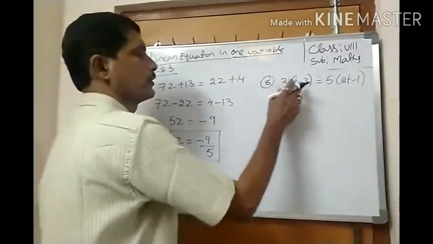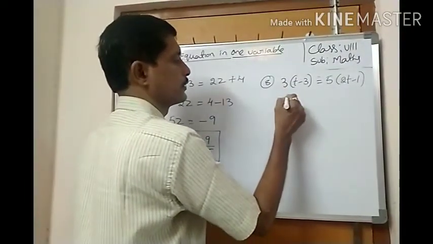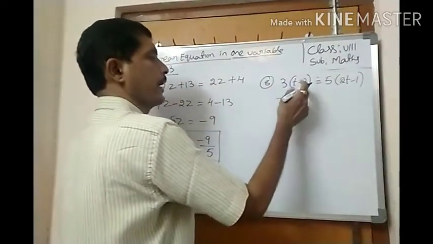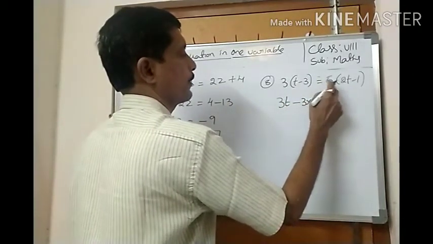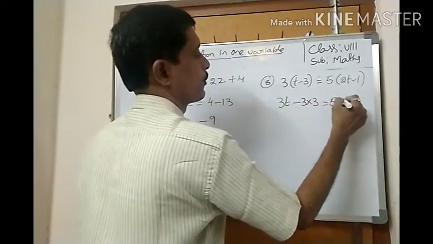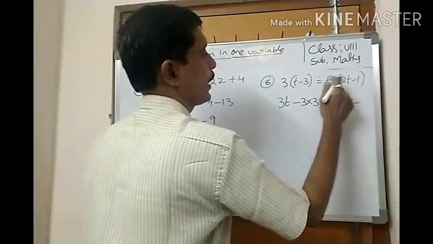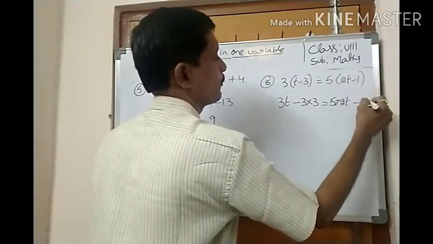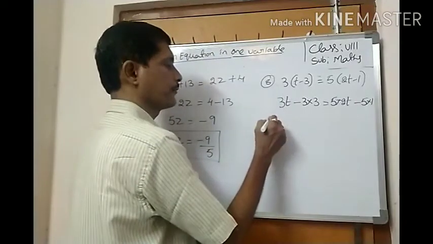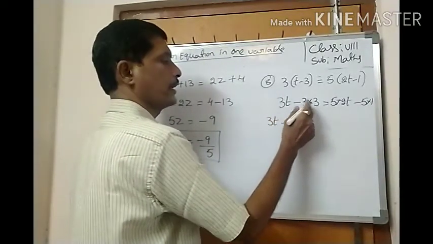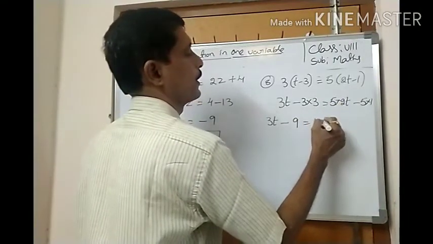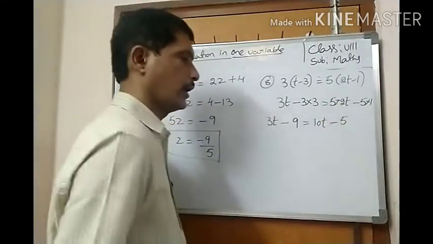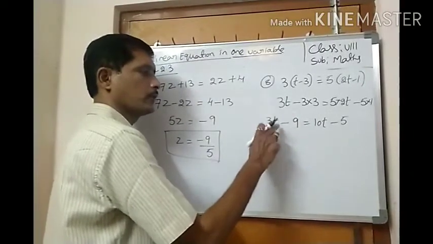Therefore here multiply 3 into t, 3t. Here 3 into minus 3, that is 3 into 3. That equal to here also 5 into 2t, 10t, minus 5 into 1, that is minus 5. Here 3t. Here 3 into 3, that is 9, equal to 5 into 2, that is 10t, minus 5. Here variable is there, here also variable. Variables are changing to one side.